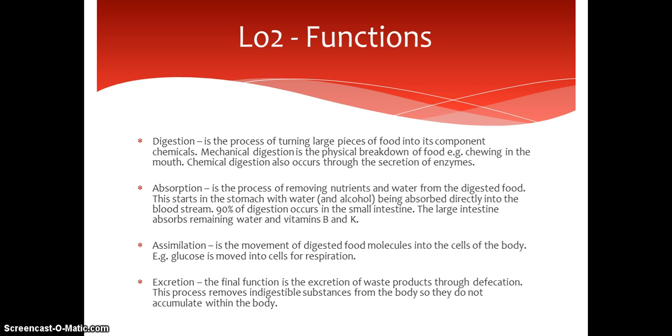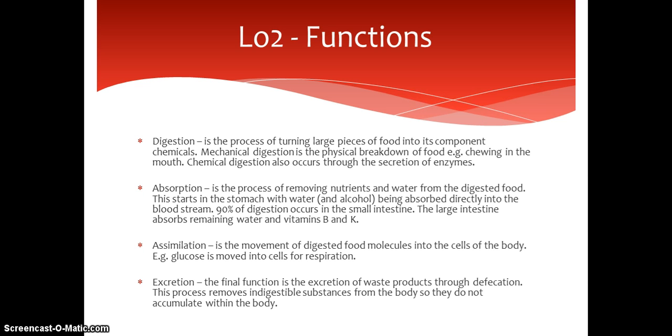Okay, absorption is the process of removing the nutrients and water from the digested food that we've eaten into the body itself. Okay, so we've talked about it starting in the stomach. A lot of it occurs in the small intestine, and some water and vitamins B and K are absorbed in the large intestine. Okay, so you need to be talking about that, what it is and where it occurs.